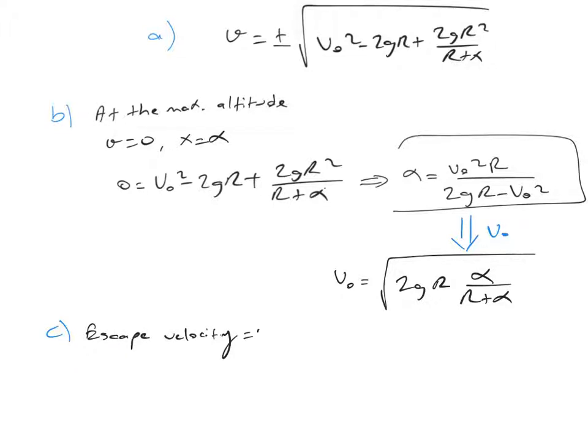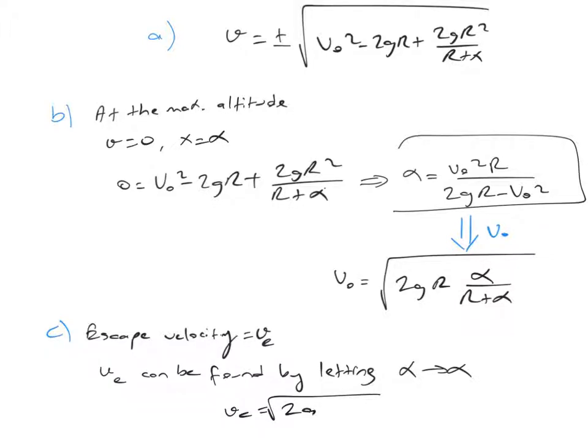Let's call it V sub e. The escape velocity V sub e can be found by letting alpha go to infinity. So let's write it down. Escape velocity can be found by letting alpha go to infinity. If we put infinity for alpha here, we get V sub e is equal to the square root of 2GR. And this is the end of this problem.